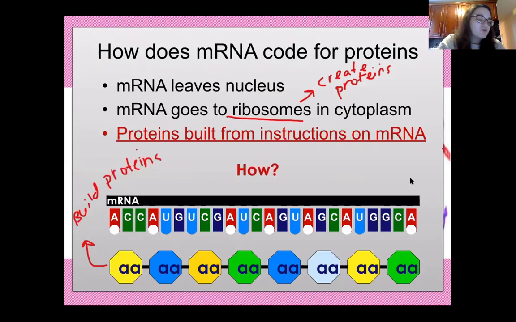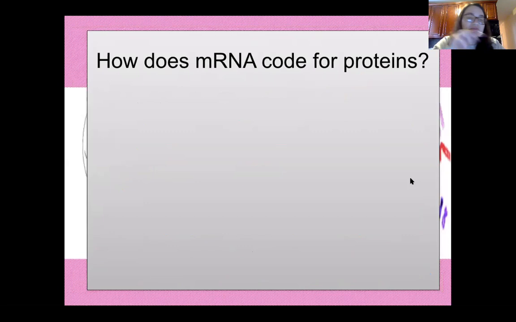How do we go from this mRNA sequence to having this amino acid sequence that builds up proteins? So today we're going to figure it out.